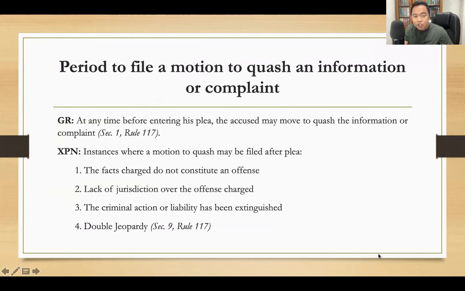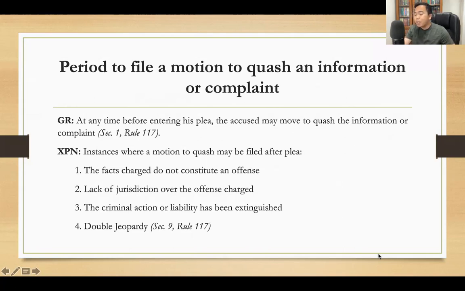Okay. Now the first exception, the facts charged do not constitute an offense. For example, the information will allege a series of acts or omissions which under the Revised Penal Code or under the special penal law is not a criminal offense or is not a crime after all. Then even if you have entered your plea, you can still file a motion to quash.